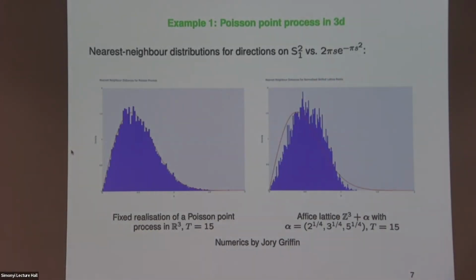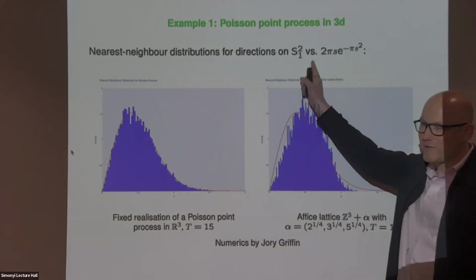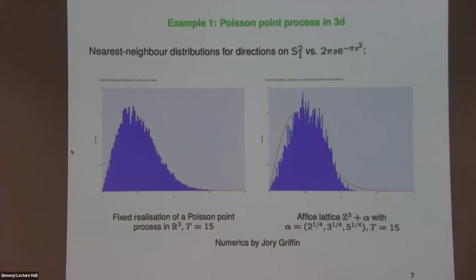Poisson point process. I showed this picture at John Keating's birthday conference, and I made a little joke. Maybe I shouldn't have, and I tried to get people to think this was random matrix theory. But of course it isn't.